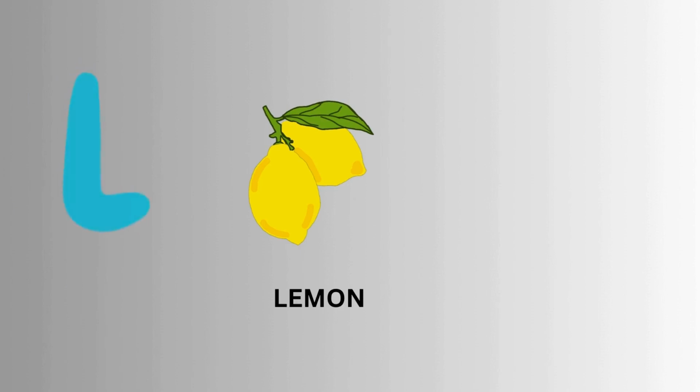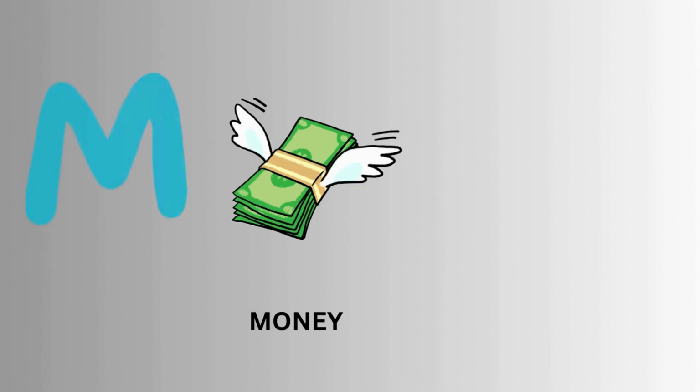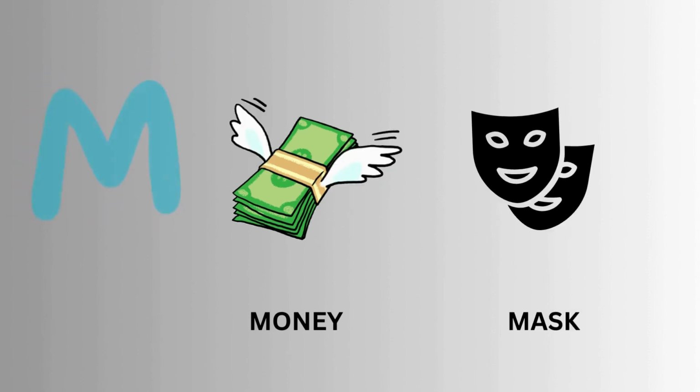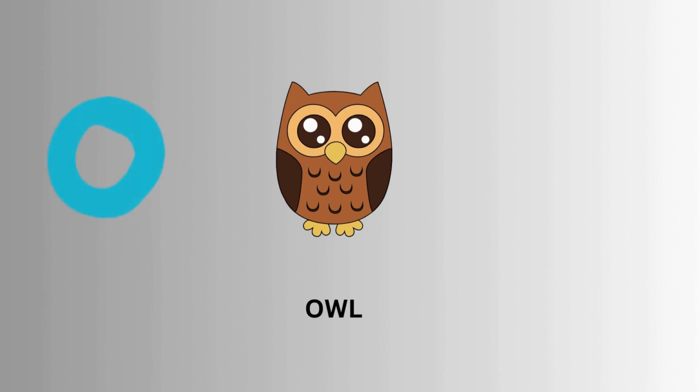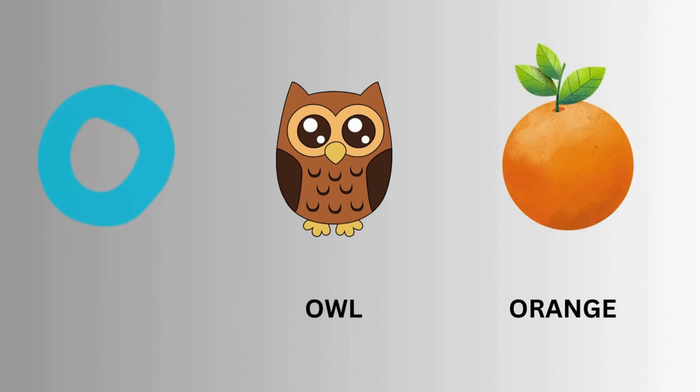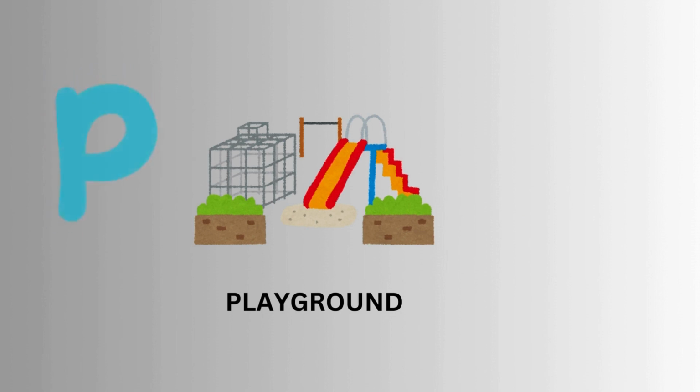L for lemon and L for lychee. M for money and M for mask. N for knife and N for net. O for rod and O for water. P for playground and P for penguin.